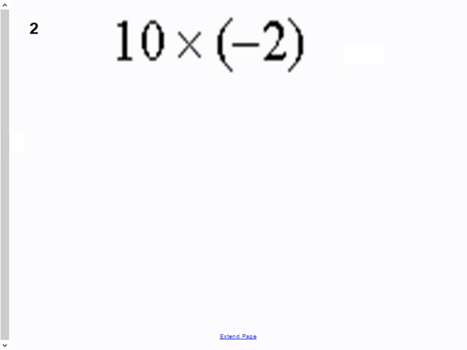So with that said, I'm going to ignore my signs. I'm just going to do 10 times 2, and 10 times 2 we know is 20. And then I'm going to go back and look at my signs. Now, this 10 doesn't have a sign here, but we know it's a positive 10, even though it's not written. So if you wanted to put a positive, you could. And then we have a positive times a negative, which are different signs, which means my answer is going to be negative. So the answer is negative 20.